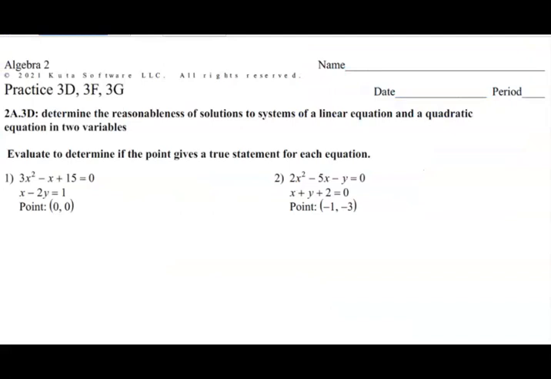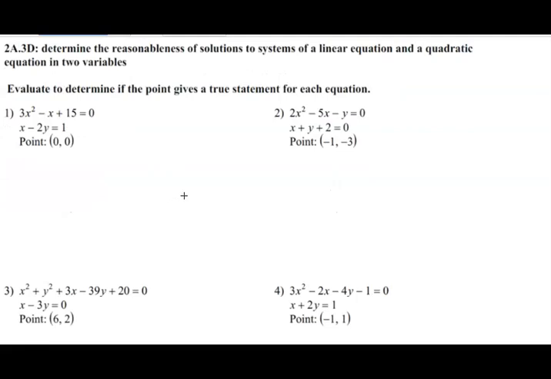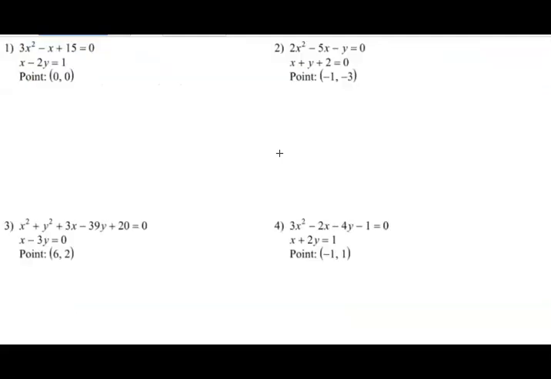Alright, now let's do some of the practice problems for practice 3D, 3F, and 3G. 3D is determine the reasonableness of solutions to systems of linear equations and quadratic equations in 2 variables. So we'll do one of these. Determine if the point gives a true statement for each equation. Let's look at number 2. Let's see if the point (-1, -3) is a solution. To be a solution, it has to be true for both equations, not just one, but both of them. So let's plug that in.